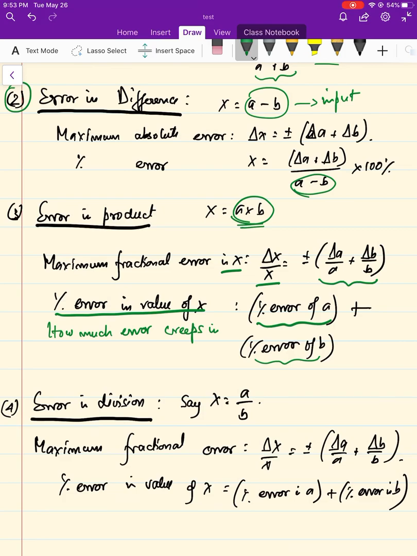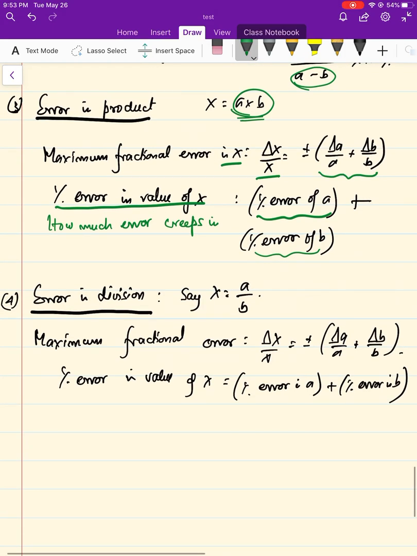plus the percentage error of b, right? So it's just a summation, and exactly the same holds for division, which is x equals a by b. The maximum fractional error is delta x by x equals plus minus (delta a by a plus delta b by b), and the percentage error in the value of x is equal to the percentage error in a plus the percentage error in b. It is as simple as that, right? And that exactly follows the same concept as that of multiplication.